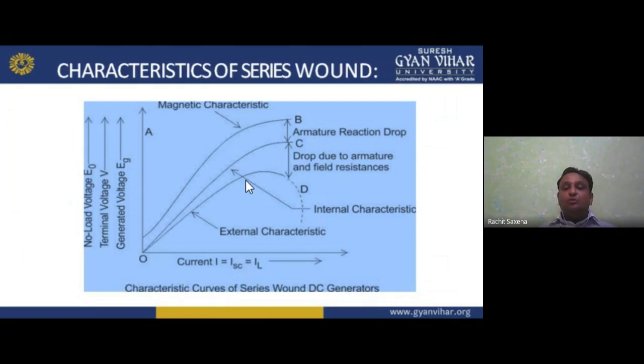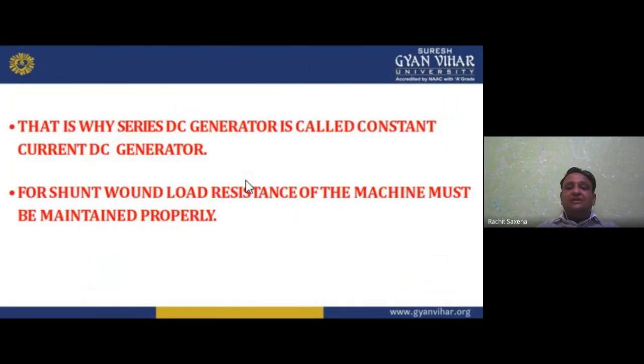Then we have the drop due to armature and field resistance, and we get the D point. So one curve shows the internal characteristic, another shows the external, and one is the magnetic characteristic. So we are drawing E0 versus IF, V versus IF, or EG versus IF. I hope you understand.